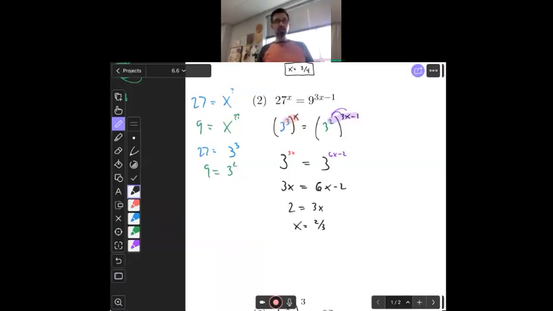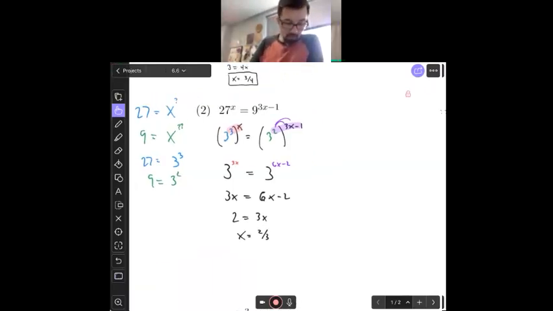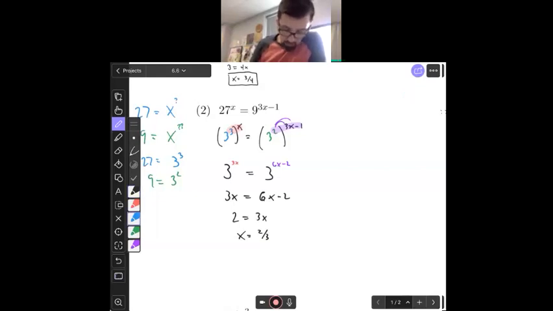Right? And how do you know if that makes any sense? How do you know if that's right? Especially when you get something like 2/3, you can be kind of like, oh, I have no idea if that's right or not. Okay? So you plug it back in. 27 to the 2/3 power is supposed to be equal to 9 to the 3 times 2/3 minus 1 power. So remember when you're checking, you do not solve, you do not move anything across the equal sign. You purely simplify that one side down, you simplify the other side down.